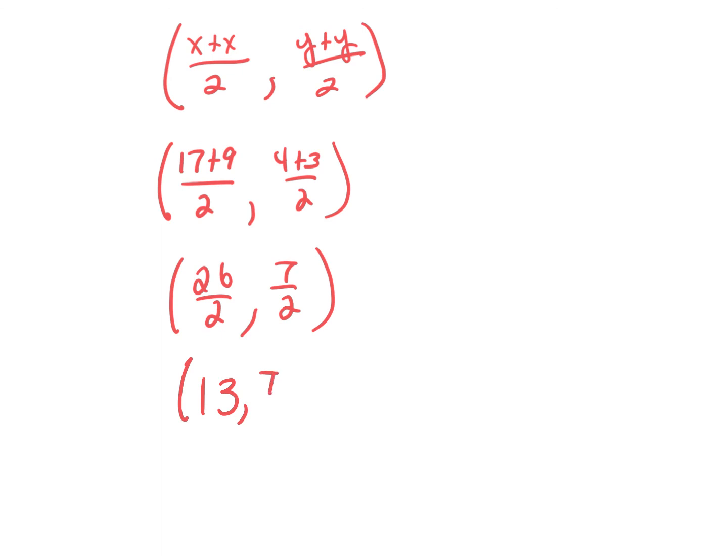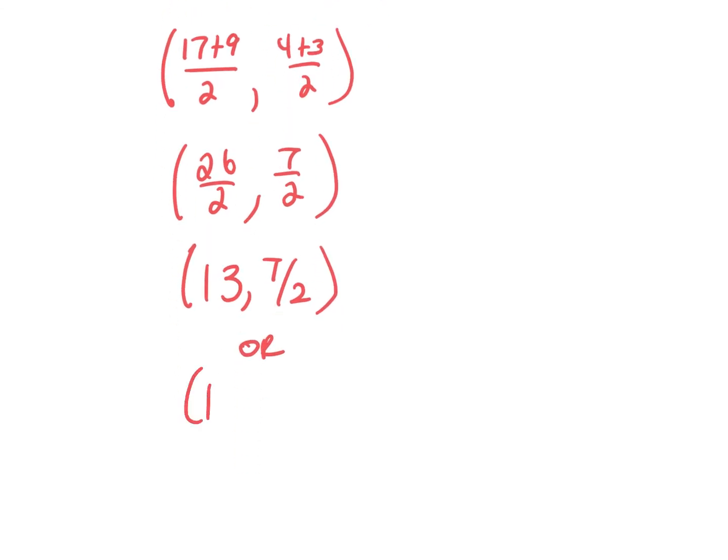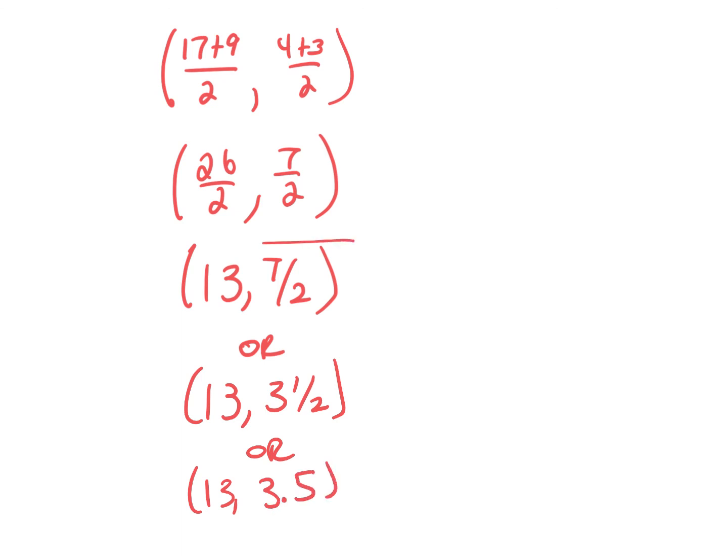If you want, you could write this as 13 comma 3.5. If I were you, I would just leave it as an improper fraction simplified because you don't want to make a silly mistake and say, oh, that's 2.5. I know you guys know it's not, but you just don't want to make that silly mistake.